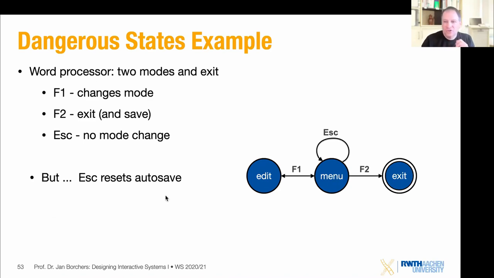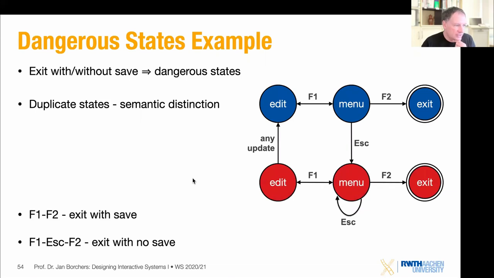Okay, so far that's fine, right? Of course, you never want to exit without save unless you really intended to, right? So I can be in the edit state here, hit F1, be in the menu state, then hit F2, and it will save and exit. That's good, right? That will be like the 99% of all cases standard procedure. If I'm editing things and I have actually changed anything, I can go back with the escape key.